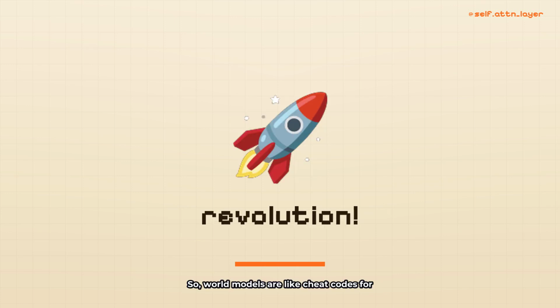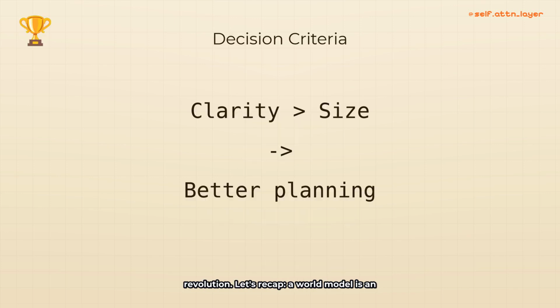So, world models are like cheat codes for AI. They let it plan safely, avoid hallucinations, and act with confidence. And the best part? They don't need to be huge. A tiny, grounded world model can outperform a giant language model in planning tasks. That's the revolution. Let's recap.